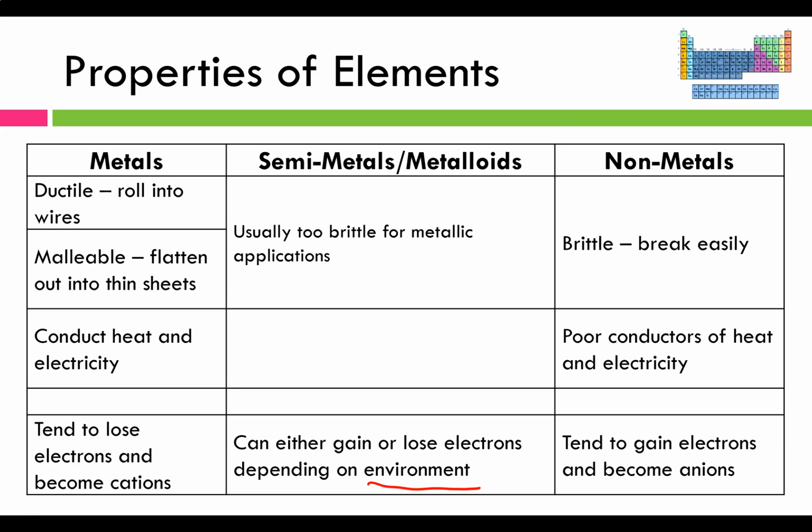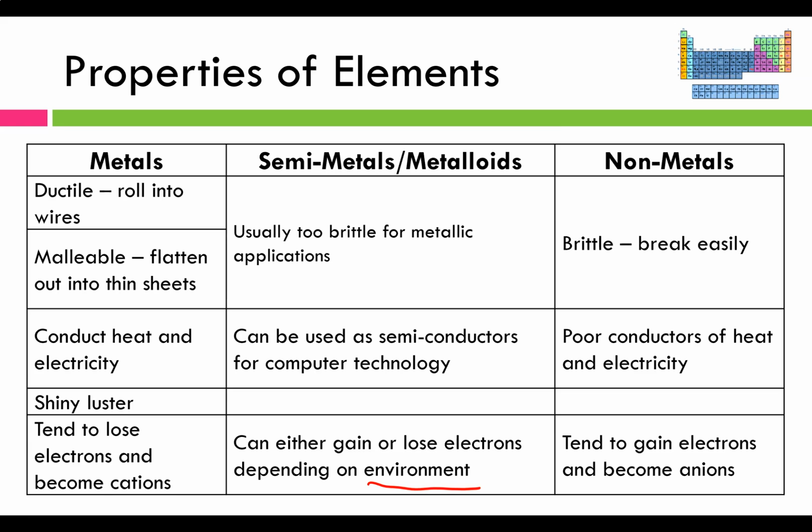Nonmetals are insulators. Most of them tend to be very, very poor conductors of heat and electricity. Metalloids, educated guess? Yeah, they are semiconductors. If you think about computer chips, they're made out of silicon. Silicon is a metalloid. So they're not as conductive as metals, but they're definitely not insulators, and they've got applications in different technologies.